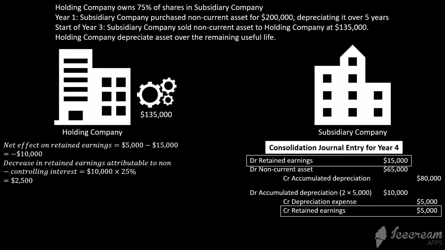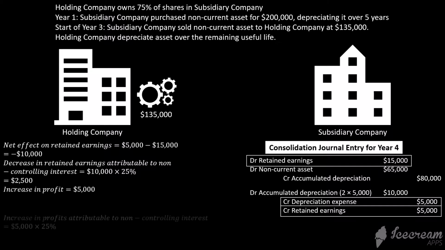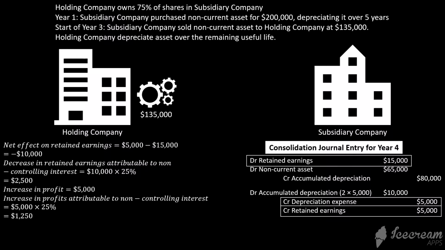$2,500. There is an increase in net profit by $5,000 as seen from the credit depreciation expense entry here. So the increase in profit attributable to non-controlling interest is 25% of $5,000, $1,250. The consolidation journal entry is therefore debit non-controlling interest income statement $1,250, debit non-controlling interest balance sheet $1,250, and credit retained earnings $2,500.